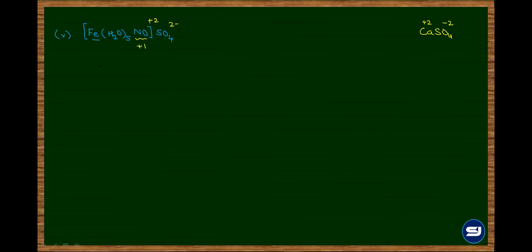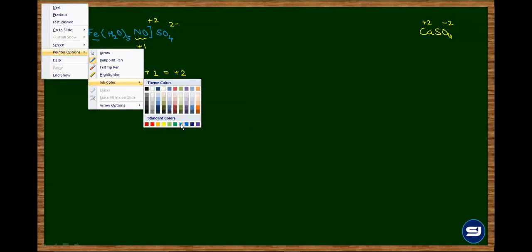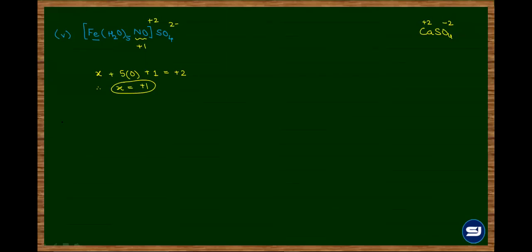So the oxidation number of Fe I don't know, so I take it as X, plus 5 times 0 for water, plus 1 for NO, and the total will be equal to +2. When you calculate X, the oxidation number of Fe comes out to be +1. Just remember a few of these cases; they will all be understood when you move to the other chapters. But when you solve the MCQs, there might be questions based on this. That is why I'm covering it.